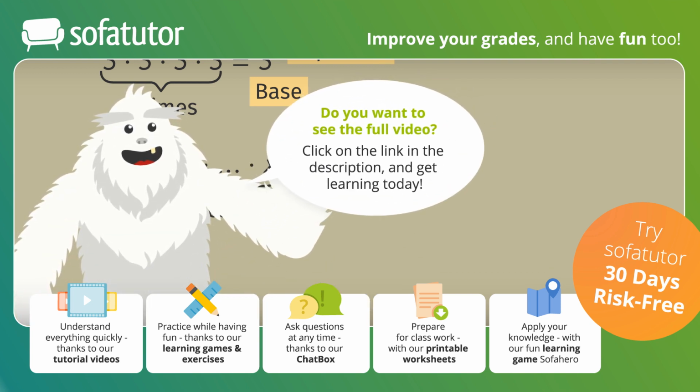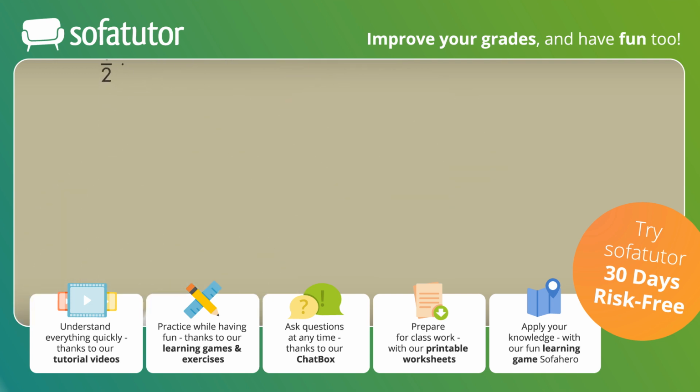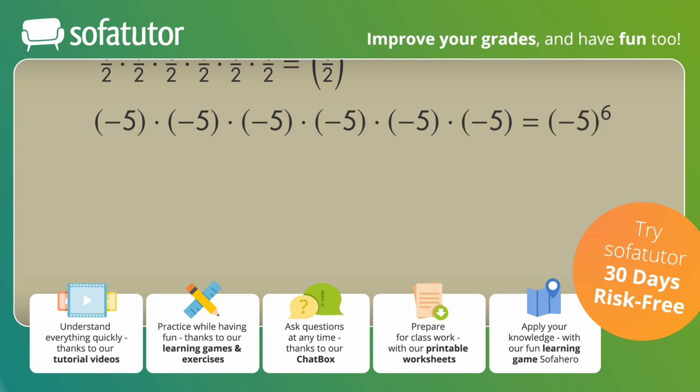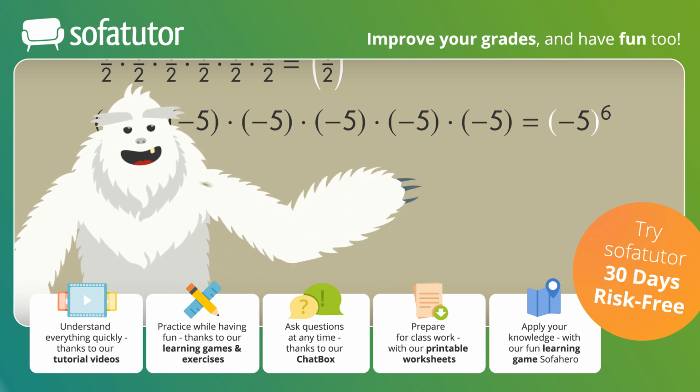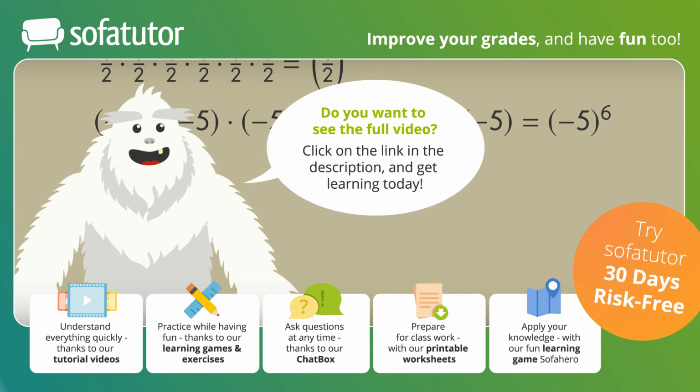This applies to any rational number, including fractions and negative numbers. 1/2 multiplied by itself 6 times can be written as (1/2) to the 6th power. -5 multiplied by itself 6 times can be written as (-5) to the 6th power. Notice that we enclose fractions and negative numbers in parentheses to show that the entire number is raised to the given power. This is especially important when entering exponents into your calculator.